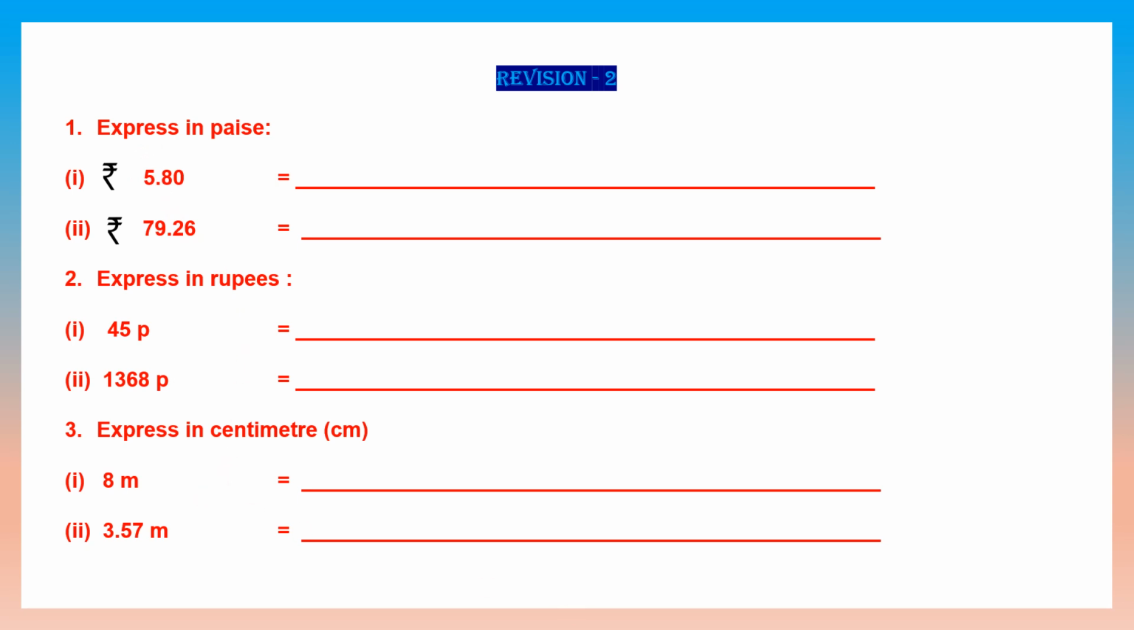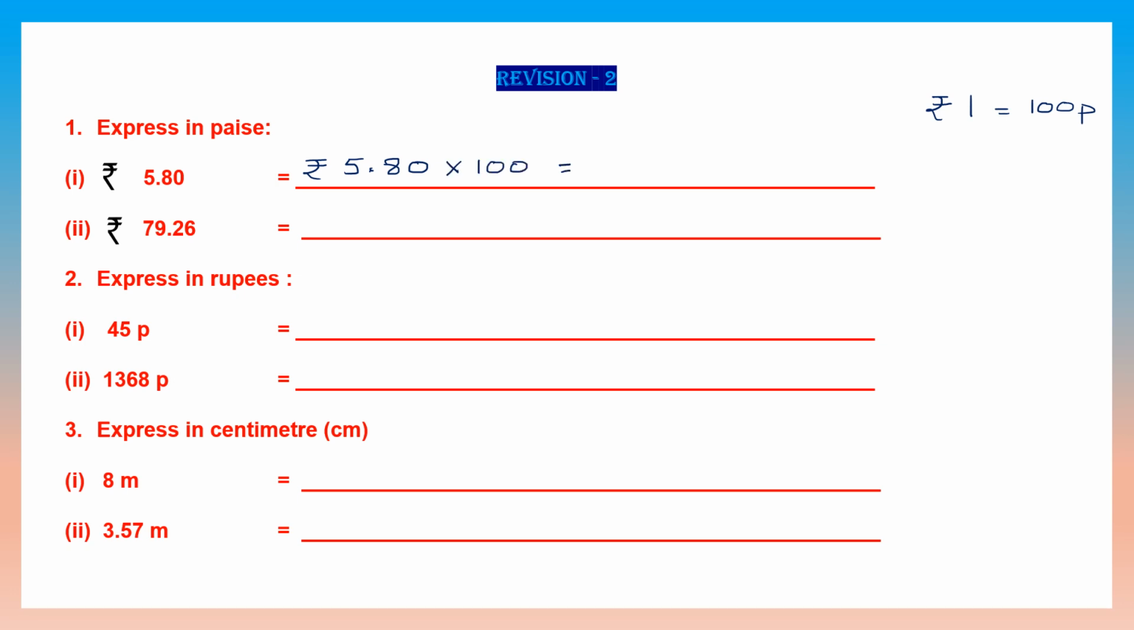So here the first question is express in paise. Rupees is given to us and we have to convert this into paise. Now as we all know, in 1 rupee we have 100 paise, isn't it? Therefore in 5 rupees and 80 paise, when we have to convert into paise, we have to multiply by 100.